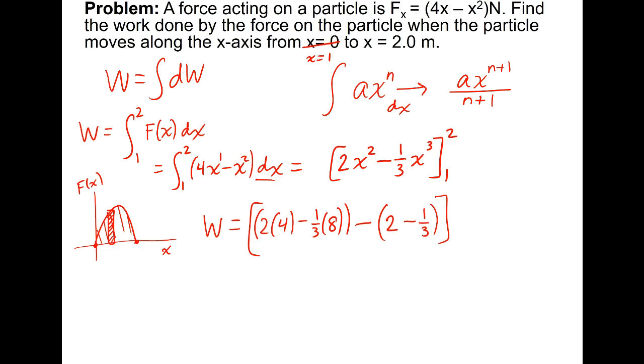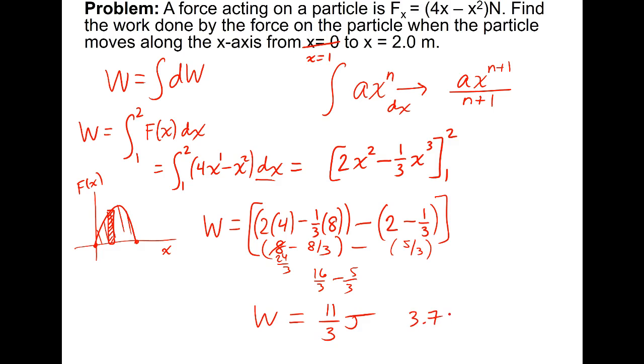Okay? And so we're going to have basically 8 minus 8/3 minus, and that's going to be 5/3. Is that right? 2 is 6/3, okay? So 8 is actually 24/3, so that's 16/3 minus 5/3. So the total work that's done is 11/3 joules, or something like 3.7 joules if I'm doing my conversions correctly, my fractions, okay? So that's kind of how you set these up.